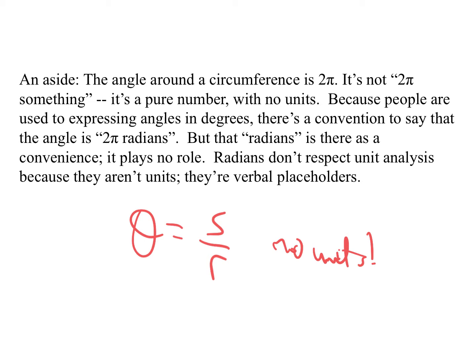So by convention, we tack on the word radians to say that we're in radian measure, but really the radian is not a unit. It's just a verbal convenience. It doesn't play any role in the math. What that means is that radians don't respect unit analysis because they're not units. So with this thing we've done all year about checking the dimensions of things, we have to be careful because radians can kind of come in and go out of that, and it does not affect the validity.